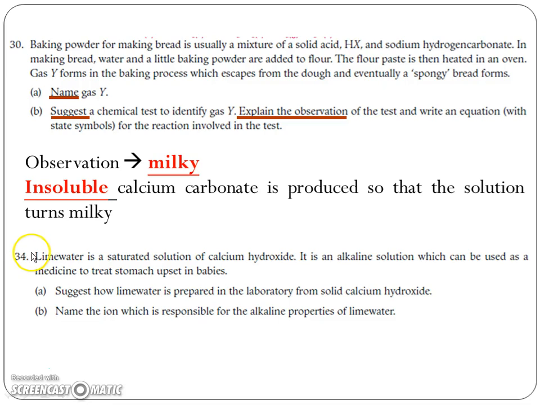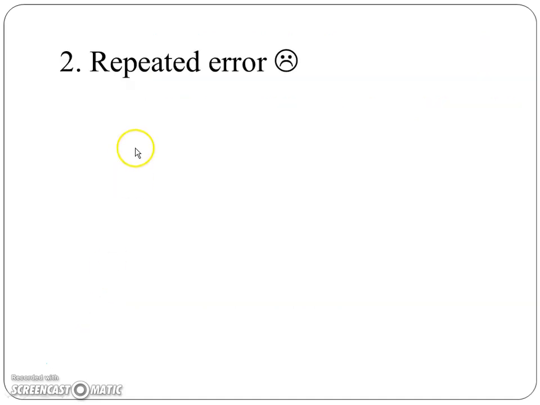Question number 34: you are also required to name the ion, but some of you have just given OH minus as the answer. Secondly, this is a quite disappointing error, a repeated error.